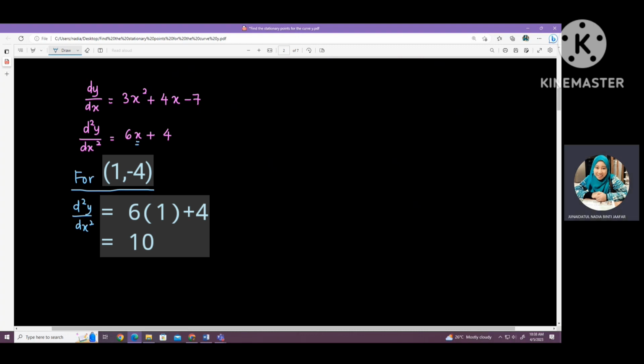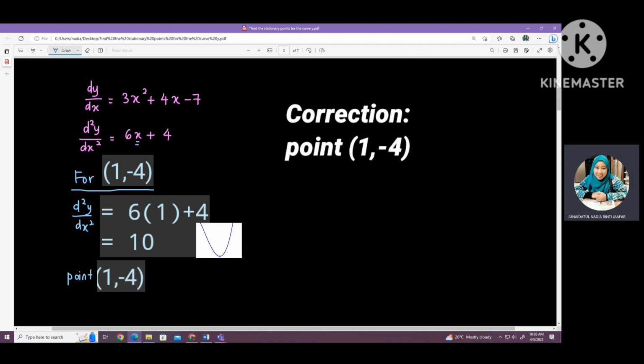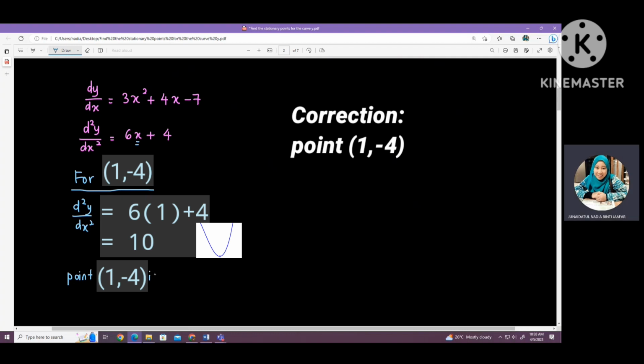So if we get the value of the second derivative greater than 0, we are happy and the graph will look like a smiley face, a happy face. And we can see from this graph that we have a minimum point here. So the point (1, negative 4) is a minimum point.